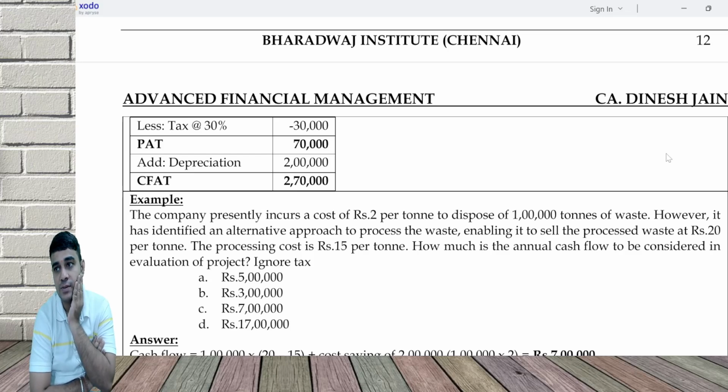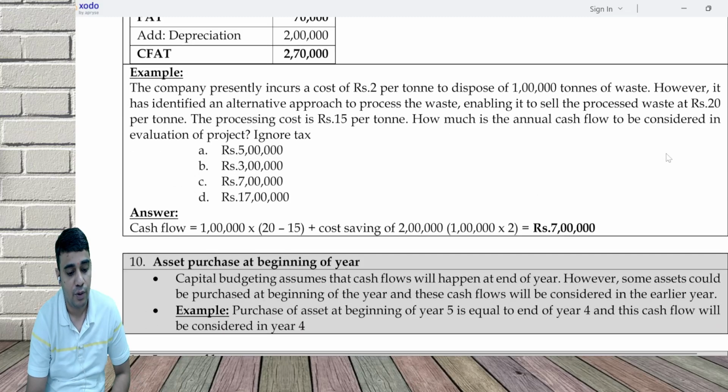What's the answer? A machine can do two things: either it can save cost or give you revenue. It is giving me a revenue of 5 rupees net, which is 20 minus 15, and also saving 2 rupees for me. What is 2 rupees? I incur a cost of 2 per ton to dispose. So I have saved 2 rupees, earned 5 rupees, put together 7 into 1 lakh.